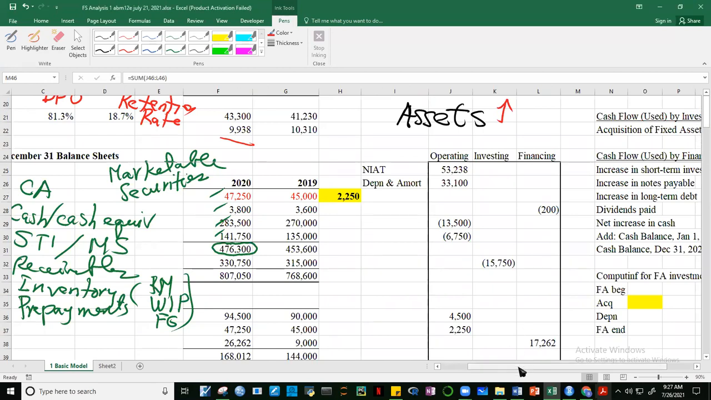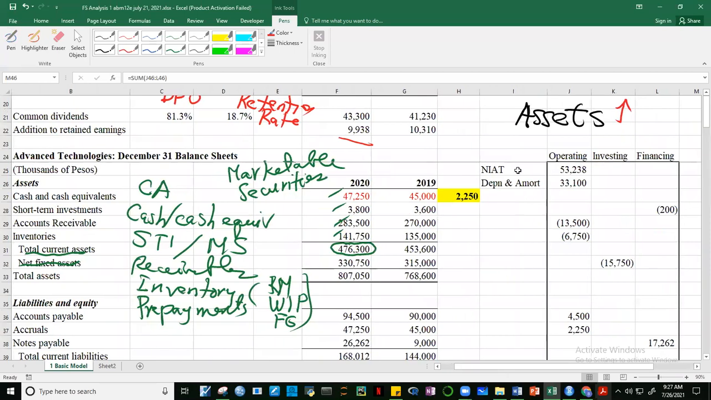Okay. So let's have again a quick review. Nagsisimula tayo lagi sa net income after tax, no, sa template natin. So we get this from the income statement of 20.